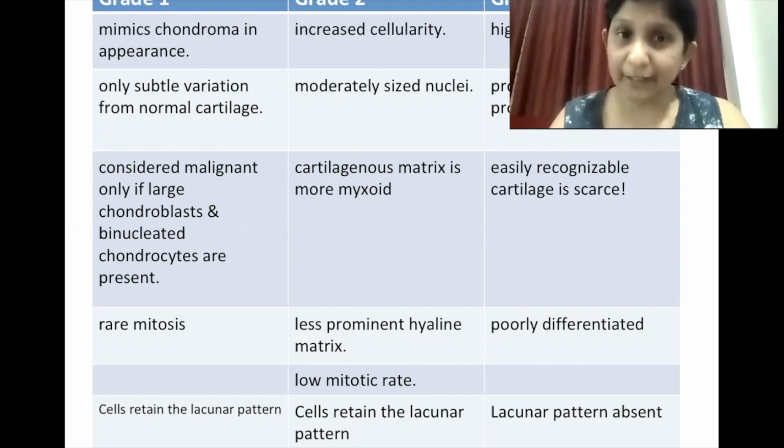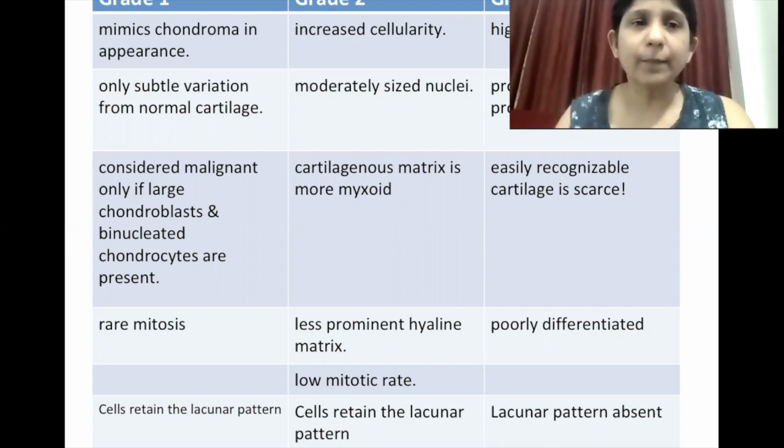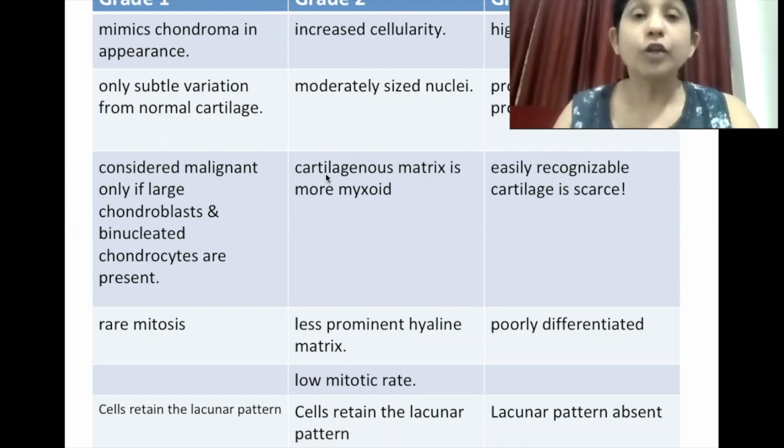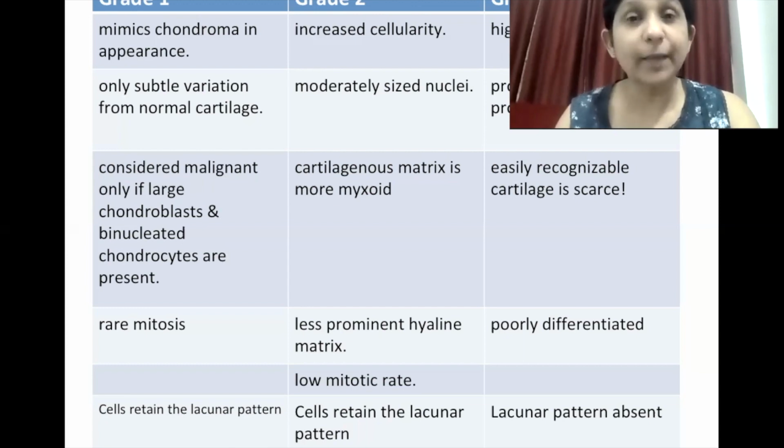So the points will be the same. We'll just discuss grade 1 and grade 3 because grade 2 is in between. Grade 1 basically mimics a chondroma. Chondroma is a benign tumor of the cartilage. I mean to say that it will look like a normal cartilaginous cell, but with increased proliferation. But in grade 3, there will be a gradual increase and it will be highly cellular.